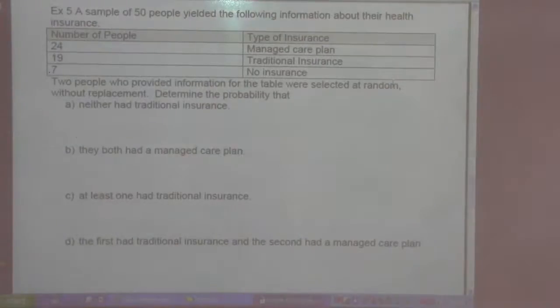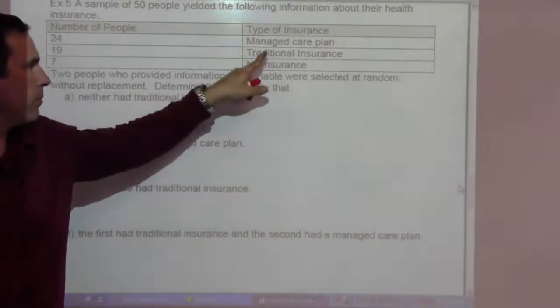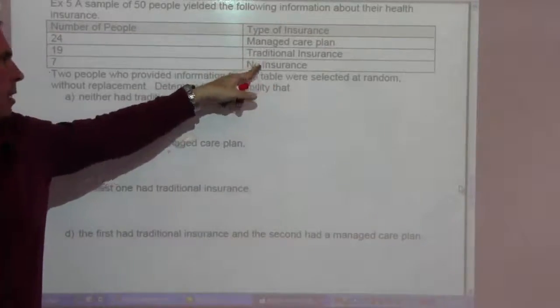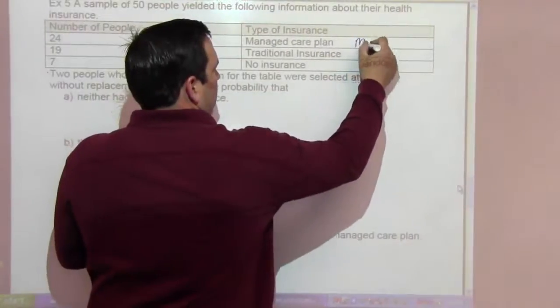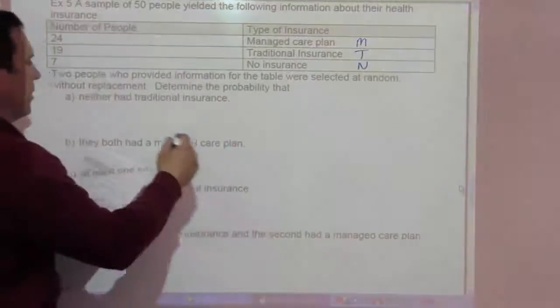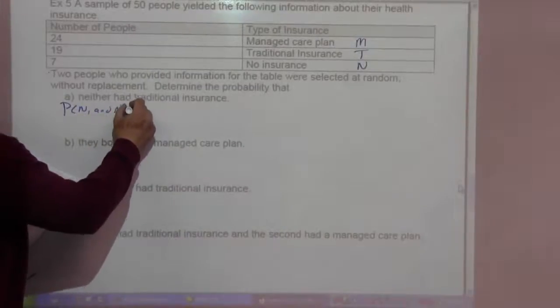A sample of 50 people yielded the following information about their health insurance. Okay, so we have a number of people, type of insurance, managed care like an HMO, traditional insurance like a PPO, and no insurance. So 2 people who provided information for the table were selected at random without replacement to determine the probability that neither had traditional insurance. So I'm going to say this is M for managed care, T for traditional, and N for no insurance. So we're looking at probability of no for the first one and no for the second one.